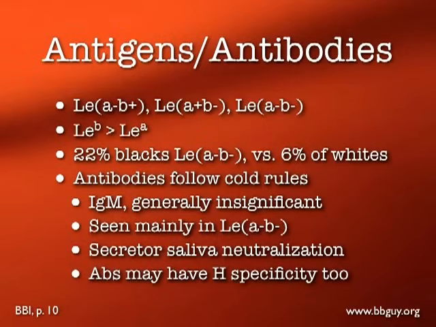The antibodies against Lewis antigens are cold reactive, and as opposed to ABO antibodies that are IgM and cold reactive, these are not significant. They are IgM, generally insignificant. They're only seen for the most part in people who are Lewis A negative, B negative, for reasons that we've already talked about. Remember, if you look like you're Lewis A negative, B positive on your red cells, you still have Lewis A around, so you're not going to make an anti-Lewis A.